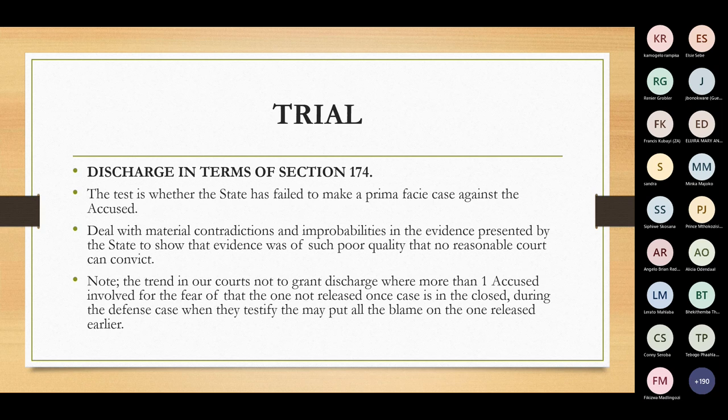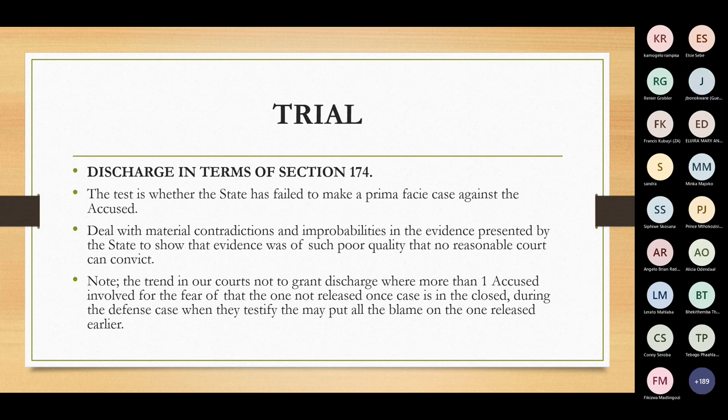714, section 174, it's one of the things that happen at the stage where the state case is completed. The state has actually pronounced that the state case is closed, which means they have called all their witnesses, produced all the evidence that they wanted, and they are done. And you make your assessment now as the defense lawyer. In terms of this section 174, there is a test that you apply to check whether the state has now made what is called a prima facie case.